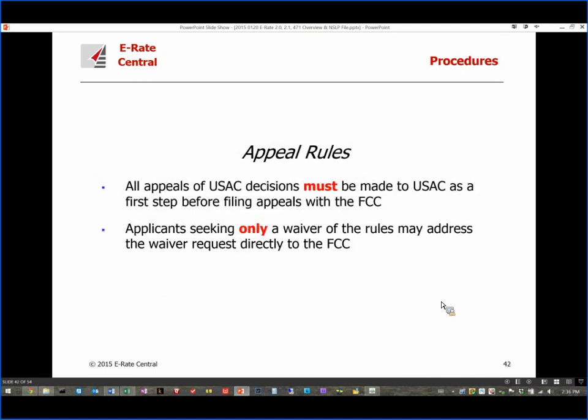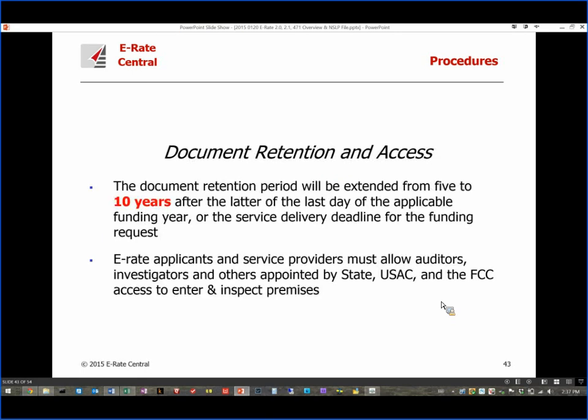From here on out, all appeals for USAC decisions first go to USAC, and then and only then will they go to the FCC. The only exception of that is that waivers of the rules have to go to the FCC because USAC can't waive a rule. I think most of you are aware that document retention is moved to 10 years.